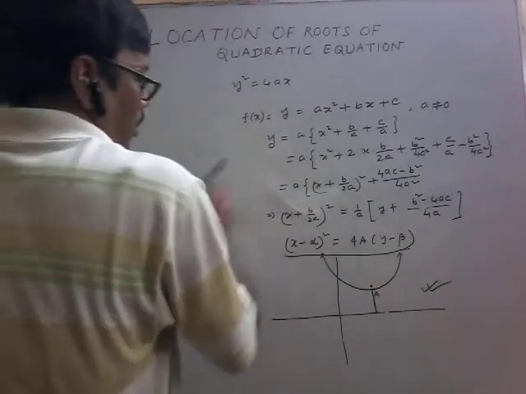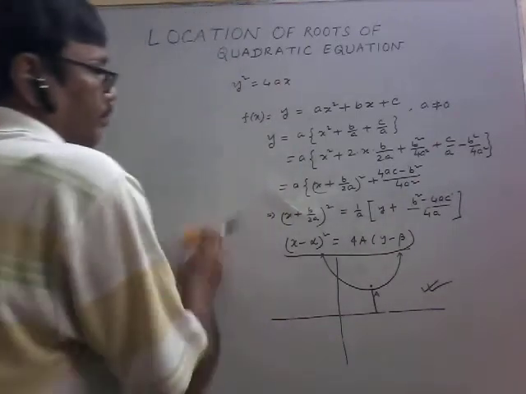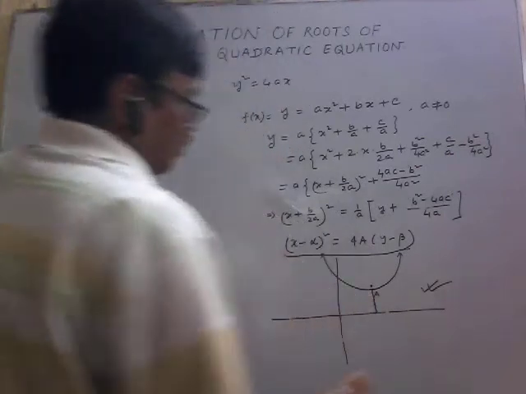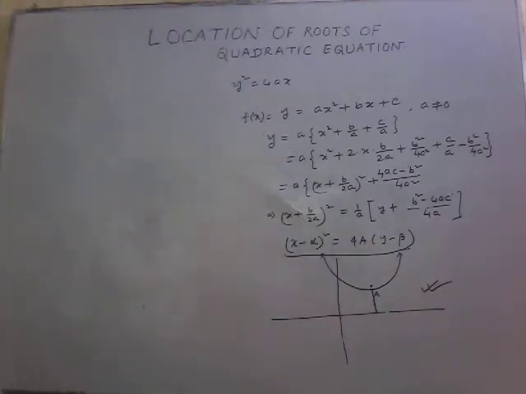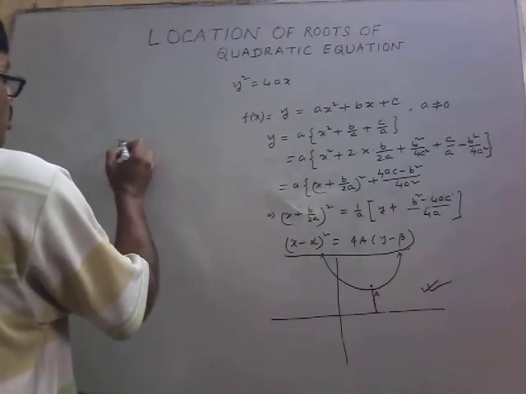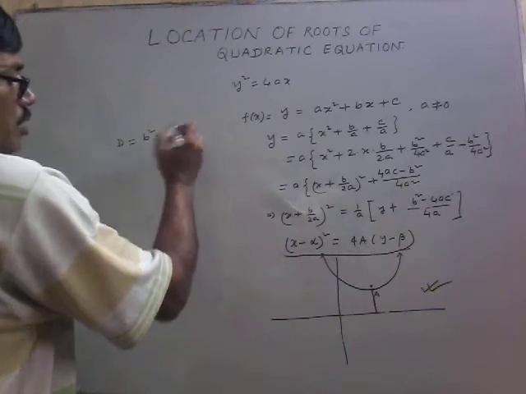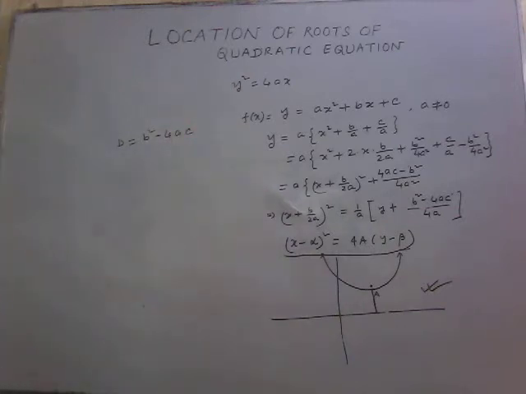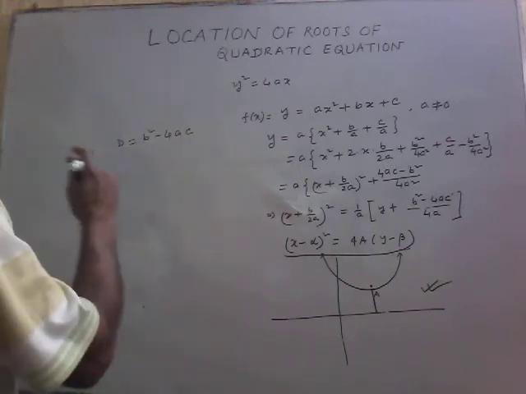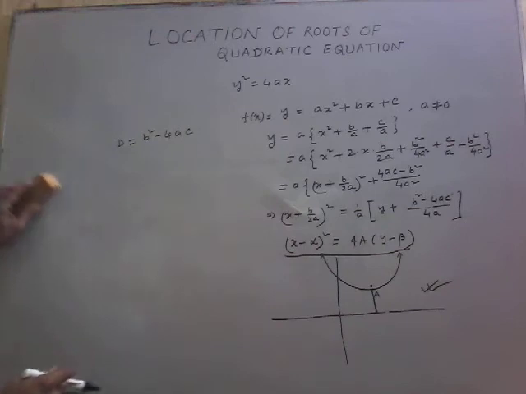Now we consider D equals b square minus 4ac. D equals this one. So this is called the discriminant.